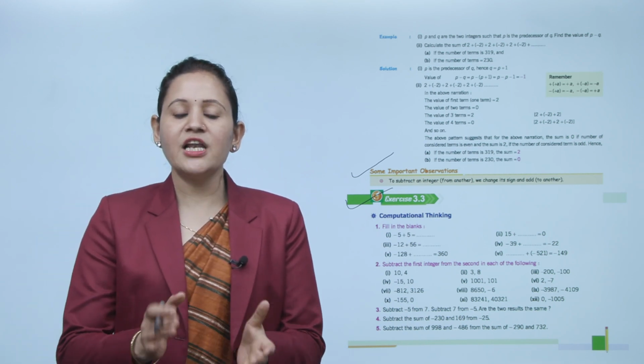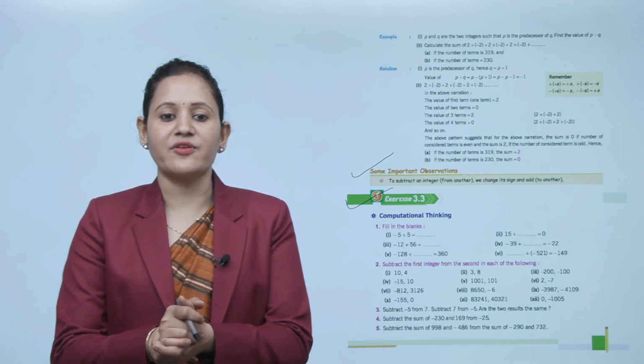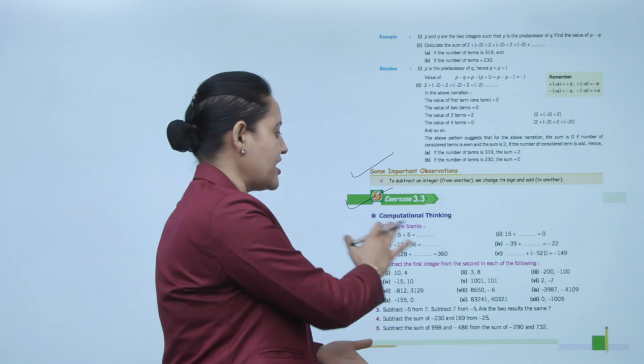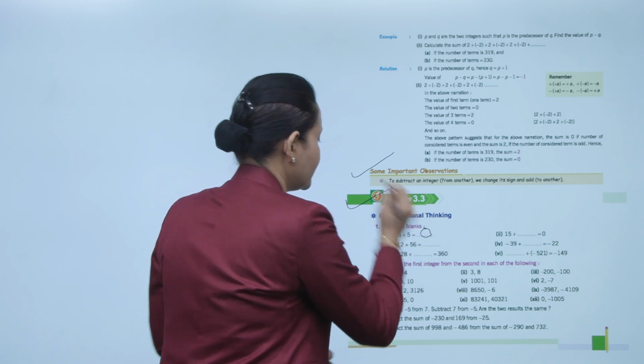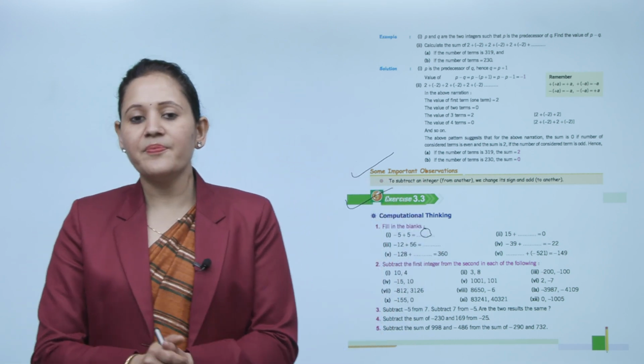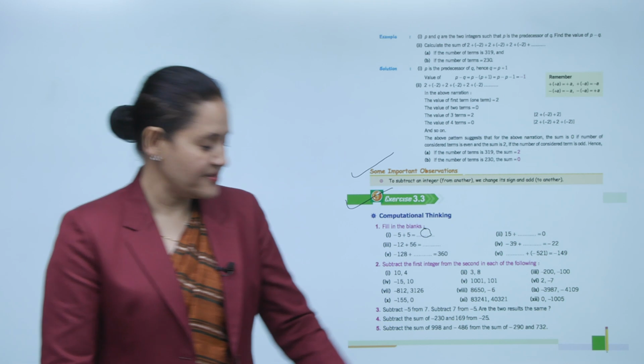Computational thinking. Fill in the blanks. -5 plus 5. So one is negative and the other is positive and their numerical values are the same. So the difference will be 0. Clear? Practice all the questions of this exercise.